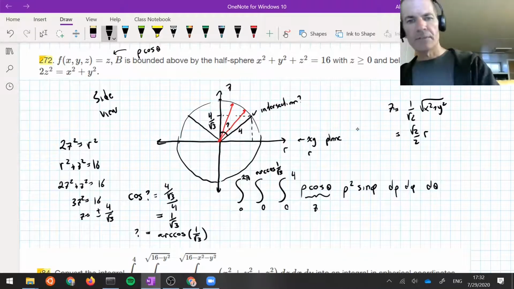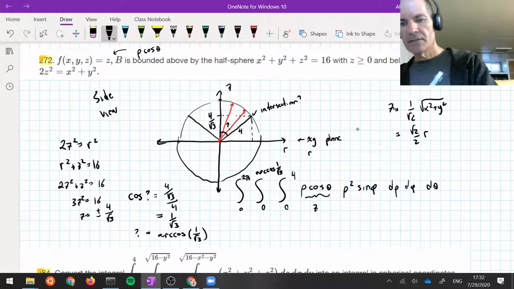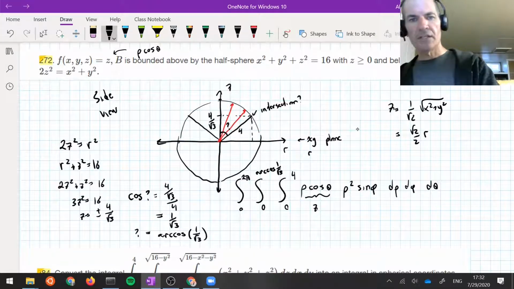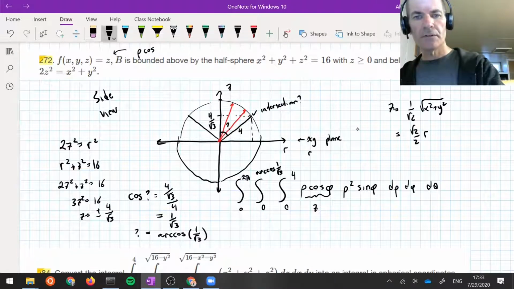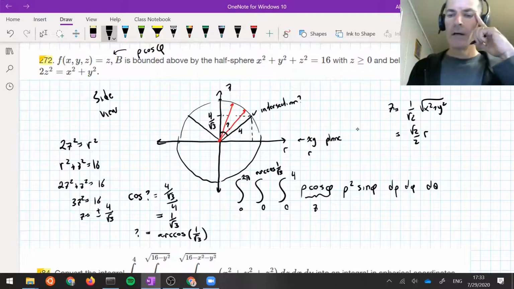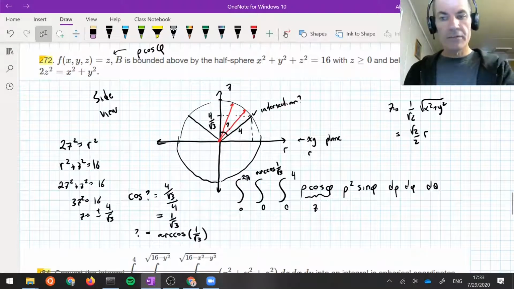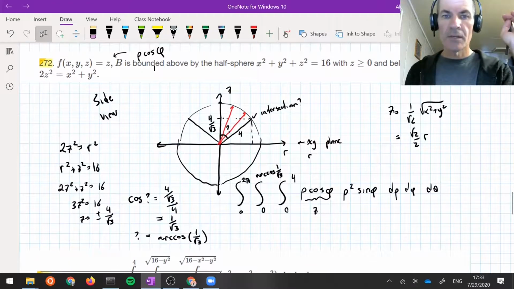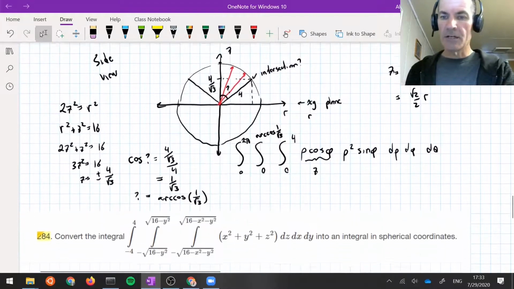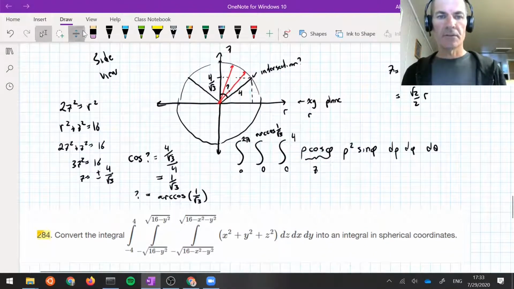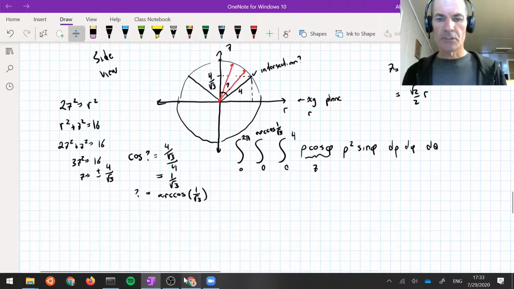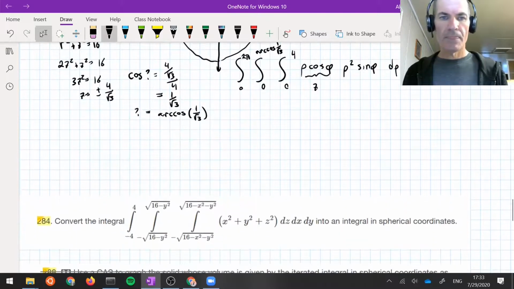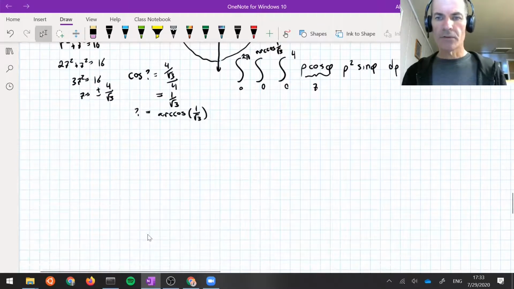And I'm sorry, I made a mistake here. This z, the transformation for z in spherical coordinates is not rho cosine theta, it's rho cosine phi. Apologies for that. Let me fix that up here too. Rho cosine phi. Okay, we now have a complete integral, right? We've got all the pieces, we've got the integrand, we've got the limits of integration, and it's now up to us to actually calculate this integral. Let me make a little bit more space. I'll walk you through that.